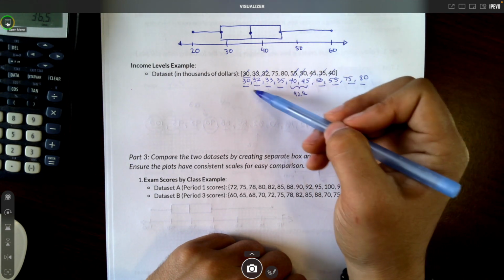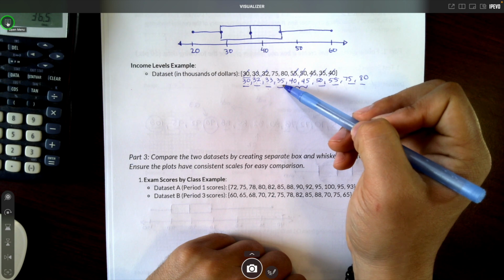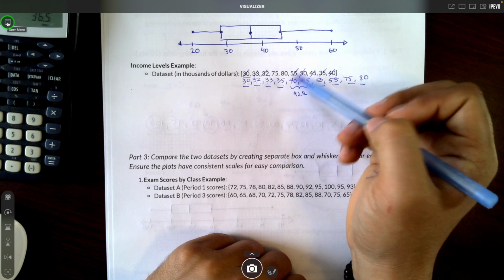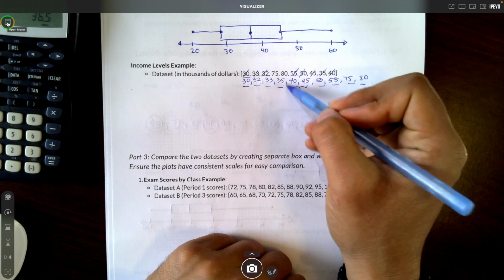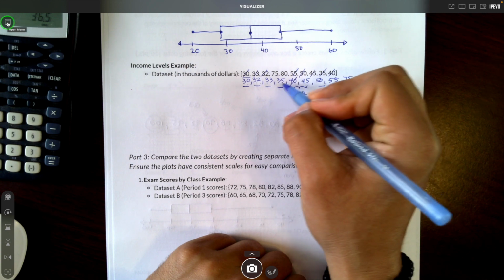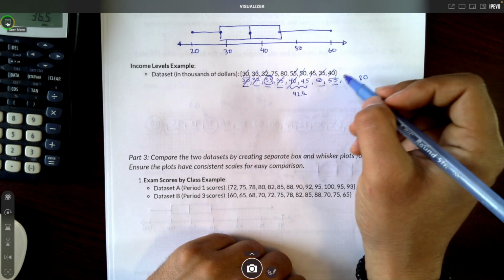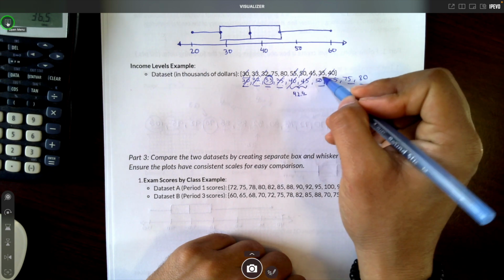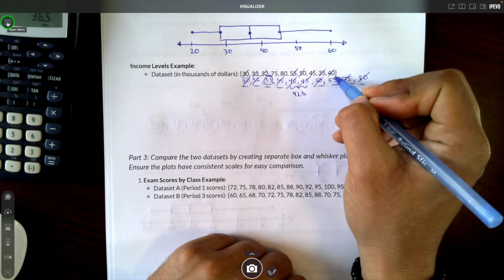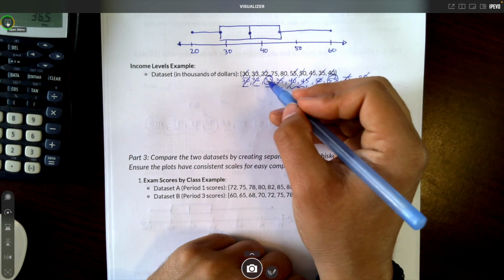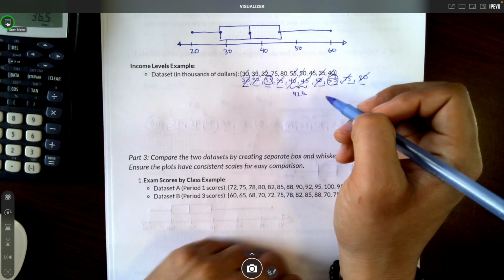On the left, I count 1, 2, 3, 4. That's even. I need an odd, so I'm going to include 40. So I'm going to cross out 2. 1, 2, 1, 2, and so then 33 is in the middle. I'm going to cross out 45, 50, 80, and 75, and I get 55. Okay, so those are my interquartile range numbers.